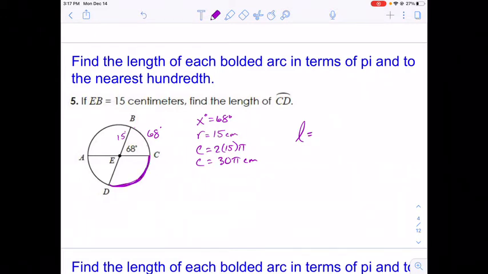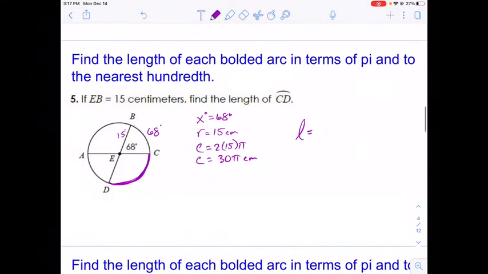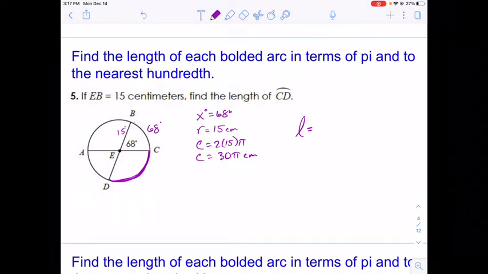Because these two are supplementary, because BD is a diameter, we're going to subtract 180 minus 68. That's going to be 112. So that means that this arc is 112 degrees, which means that I need to go change this over here as well. Looks like the problem was a total fail. But we can always recover, which is what we're going to do here.